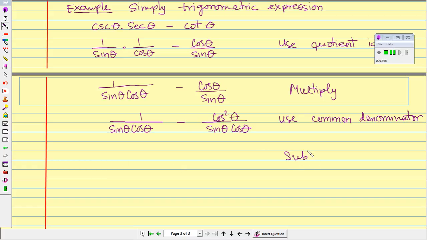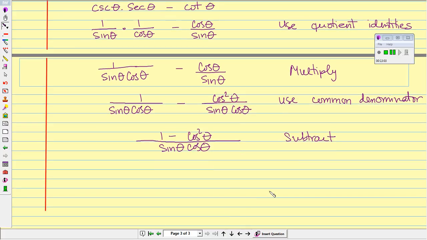Now these two fractions have a common denominator. You are welcome to go ahead and subtract the numerators. We do not subtract the denominator, so we copy it the same. The numerator will be 1 minus cosine square theta.